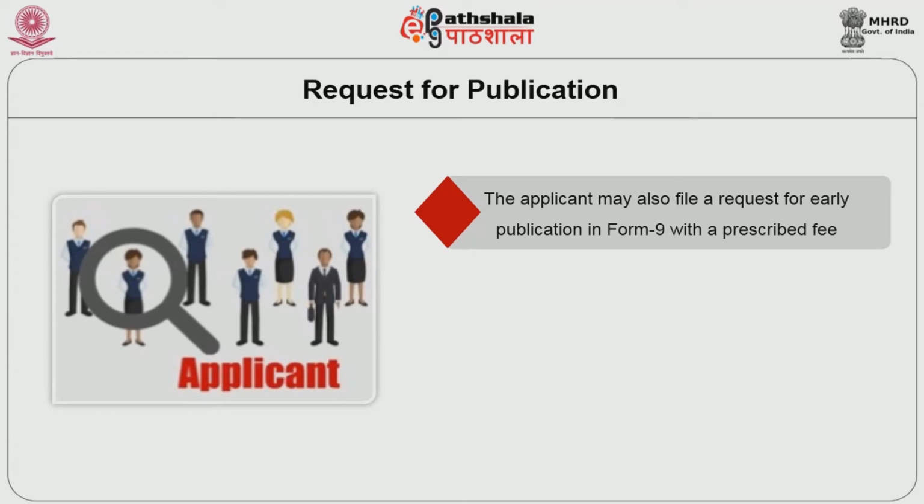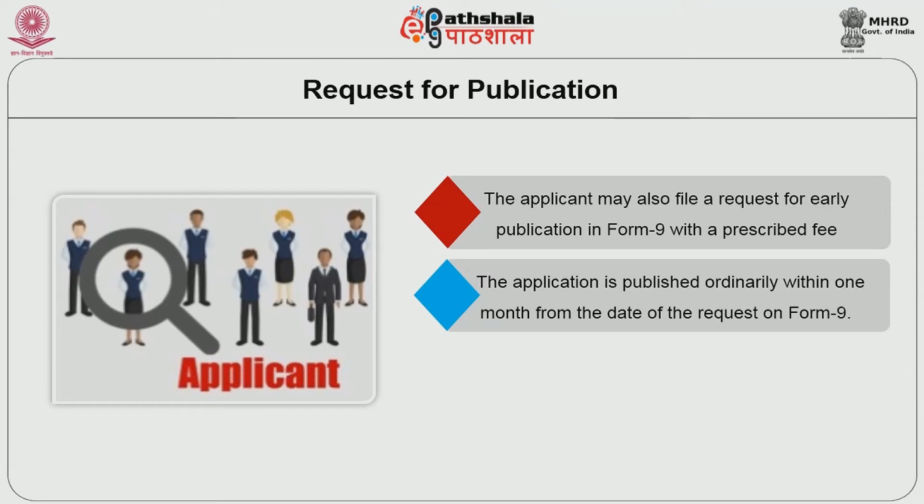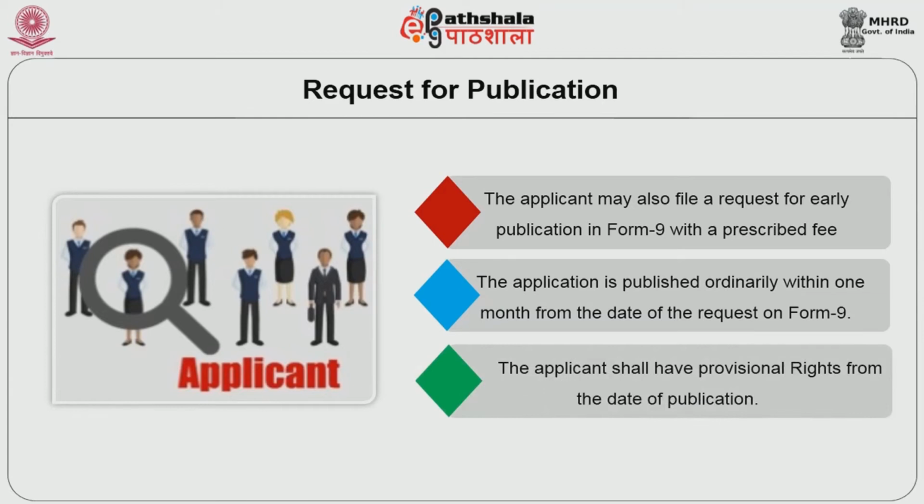The form number 9 has to be used for it along with the fees prescribed. If the request for publication is submitted, then the application will be published within a month from the date of receipt of the request. From that day onwards, the inventor has the provisional rights.